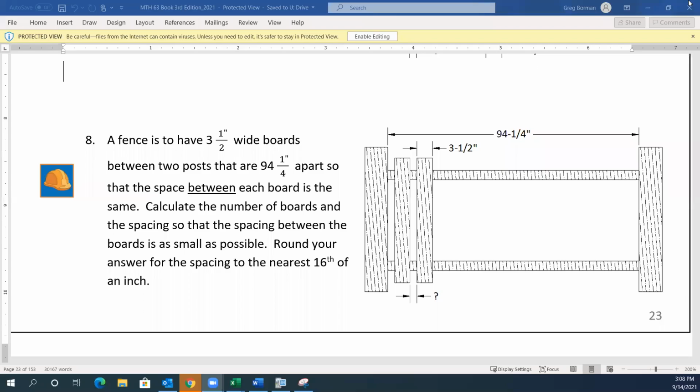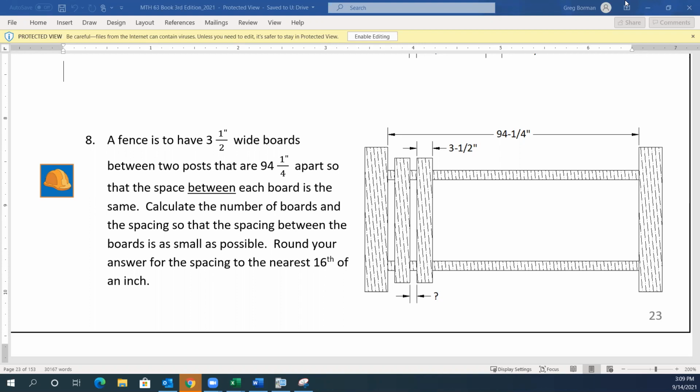Okay, a fence is to have 3.5-inch wide boards between 2 posts. And you can see right there that's the width of each of the pickets, that are 94 1/4 inches apart. So from there to there, 94 1/4 inches. So that the space between each board, the gaps, is always the same. And the fact that they're the same makes this a lot easier. So calculate the number of boards and the gap between them, and then round your answer to the nearest 16th of an inch. Okay, so how many boards?